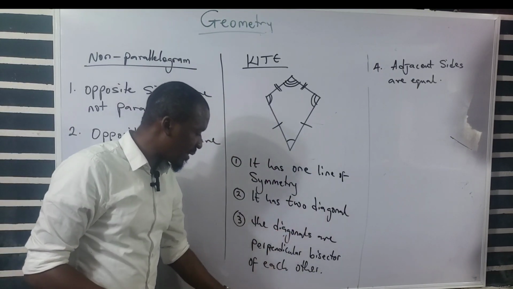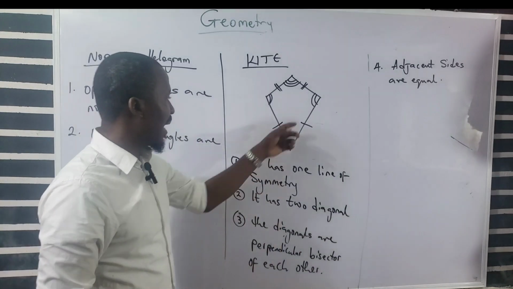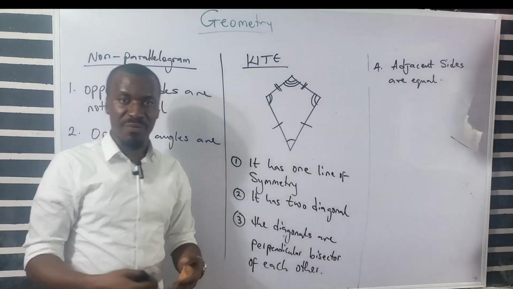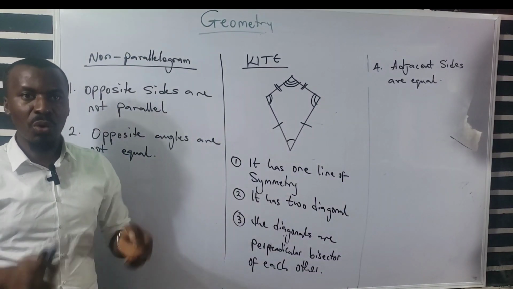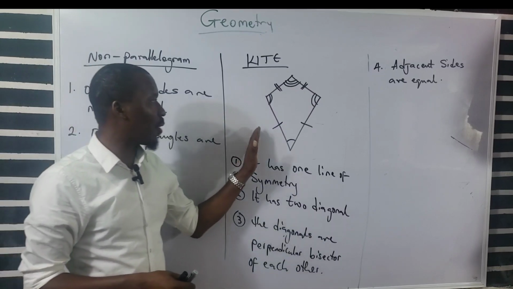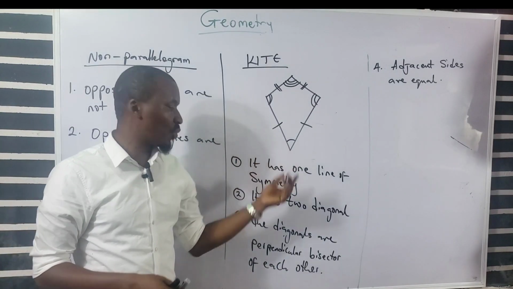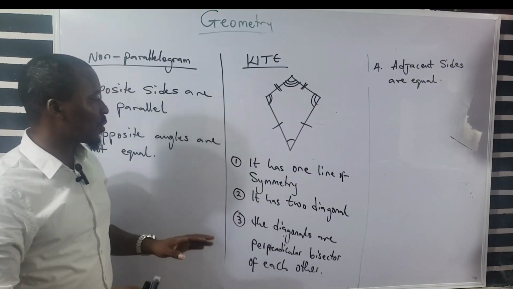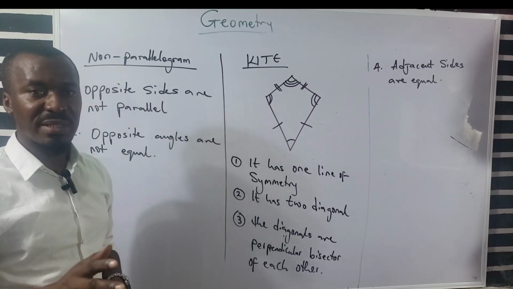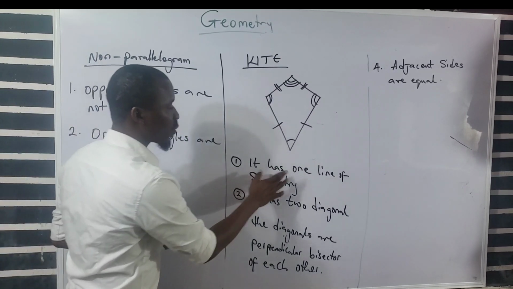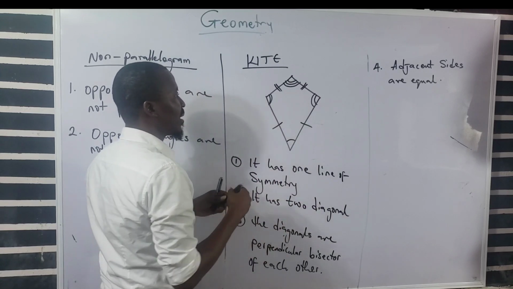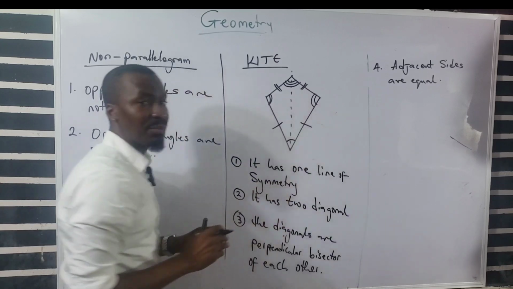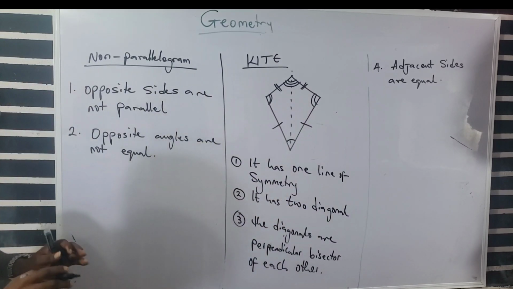Now we have listed the properties of a kite. Remember, a kite being a quadrilateral, also possesses the properties of a quadrilateral. So all the three properties of a quadrilateral are also properties of a kite. So you can include them with the ones that we have listed here already. So let us look at the properties and look at the shape. It has one line of symmetry. So there's only one line by which you can cut and fold and have the same shape. Okay, so that's one line of symmetry.